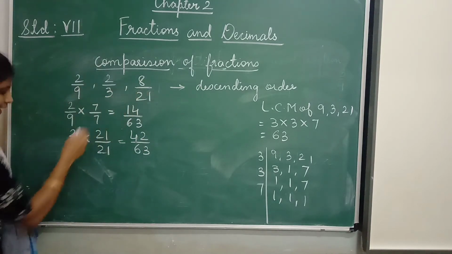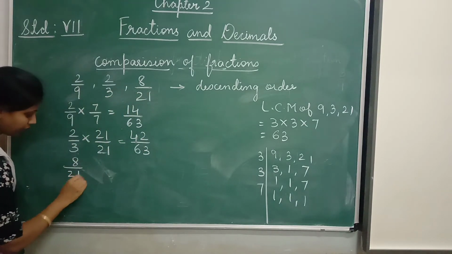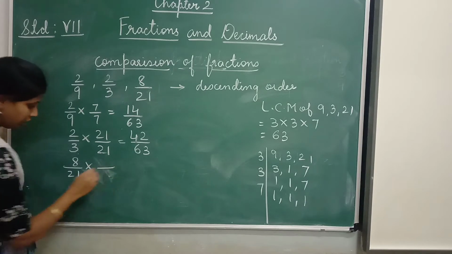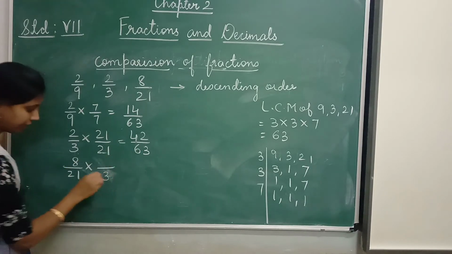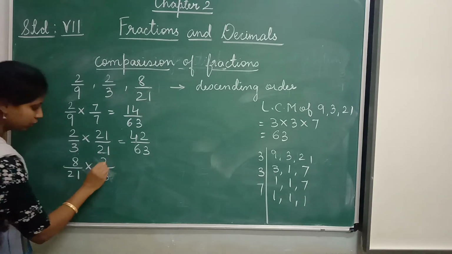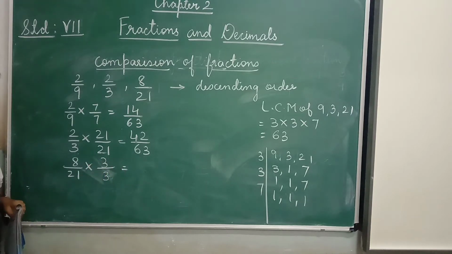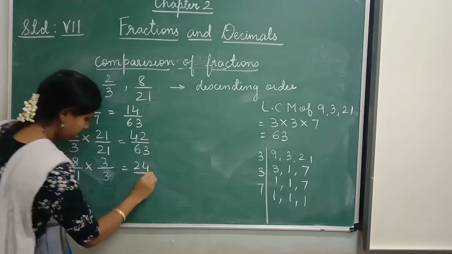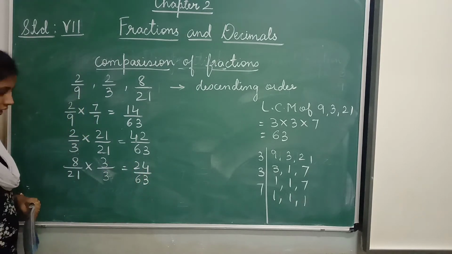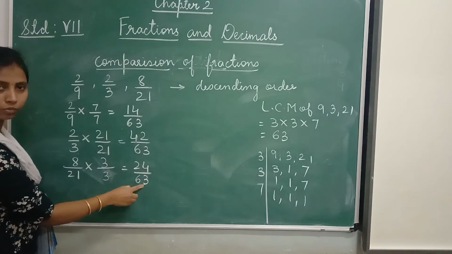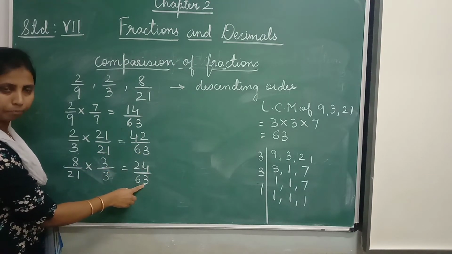Now take the next fraction. In all the fractions you have to make the denominator the same. To 21, what do I multiply to get 63? I will multiply by 3. So multiply both the numerator and denominator by 3. 8 3s are 24 and 21 3s are 63. Okay children, now all the denominators have become equal.